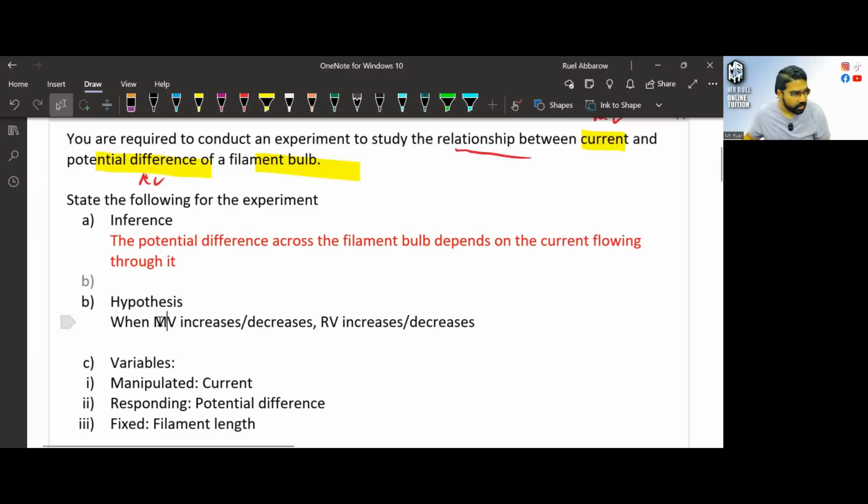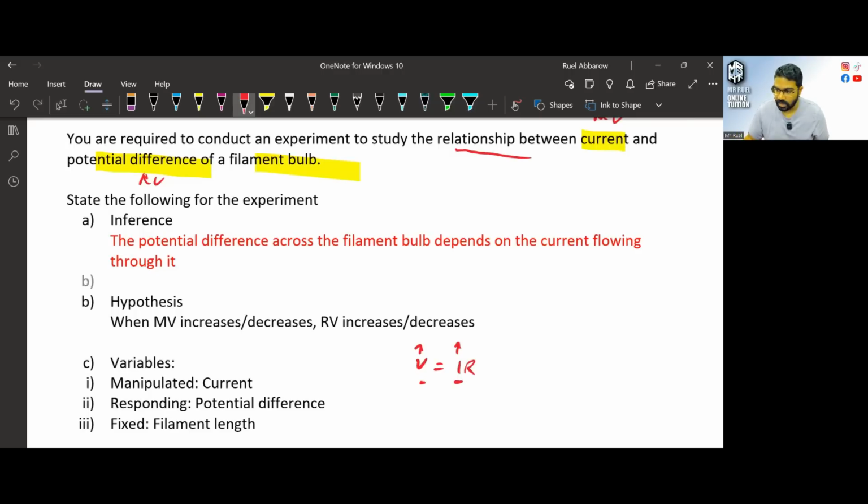All right, hypothesis. When the MV increases, what is the MV here? MV is the current, isn't it? So when the current flowing through the filament bulb increases, what do we expect of the potential difference? Class, let's do some theory here. V equals IR, right? When the current increases, what do we expect? Voltage will increase, isn't it? So that is our hypothesis.